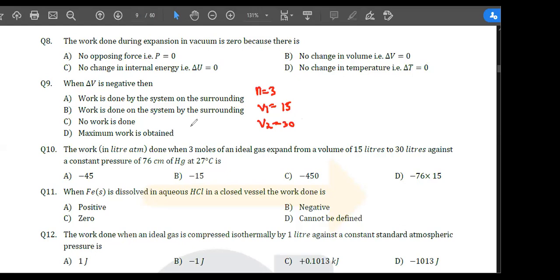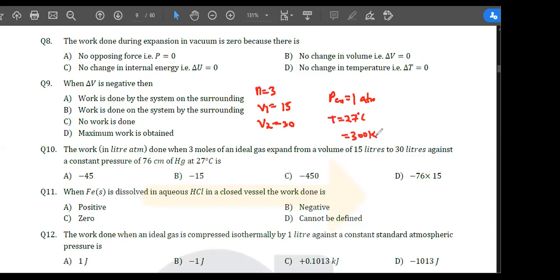So 15 liter, 30 liter. Now external pressure is equal to 76 centimeter, which is basically 1 atm, right? This is your 1 atm. And temperature is also given, which is 27 degrees centigrade or 300 Kelvin, right? Now, basic formula of work done. But this is your isothermal process. Then tell me what you have to do.